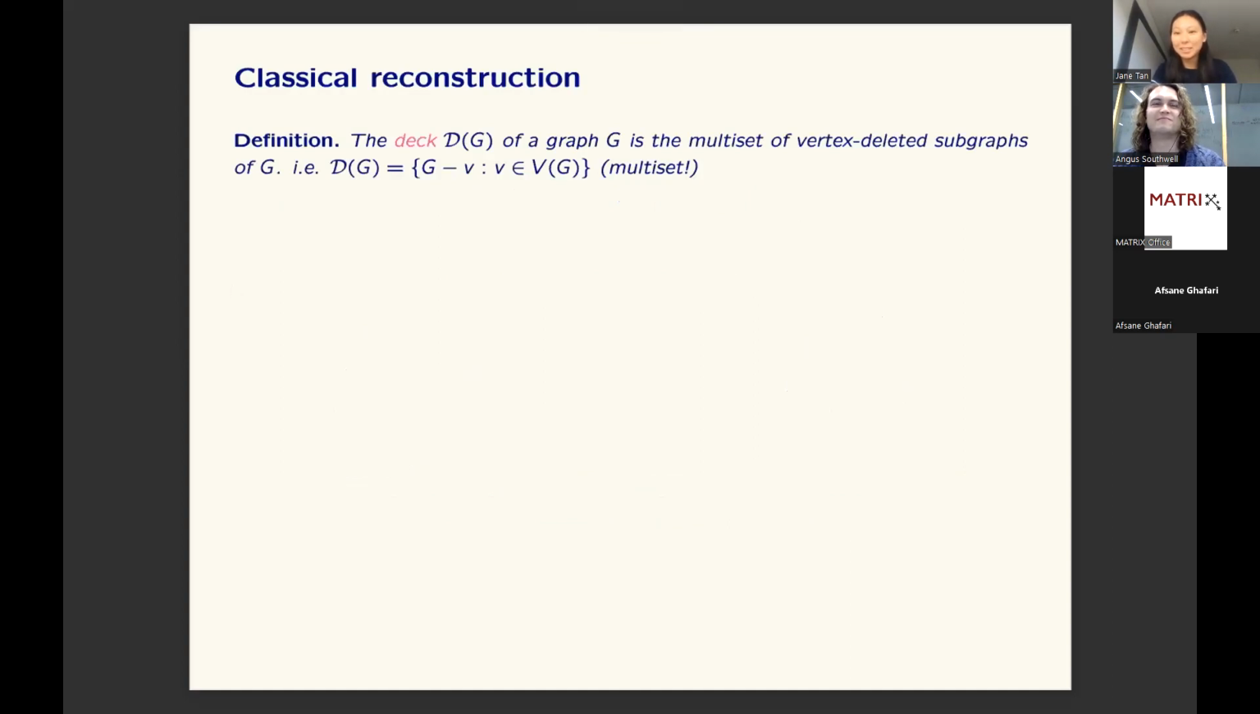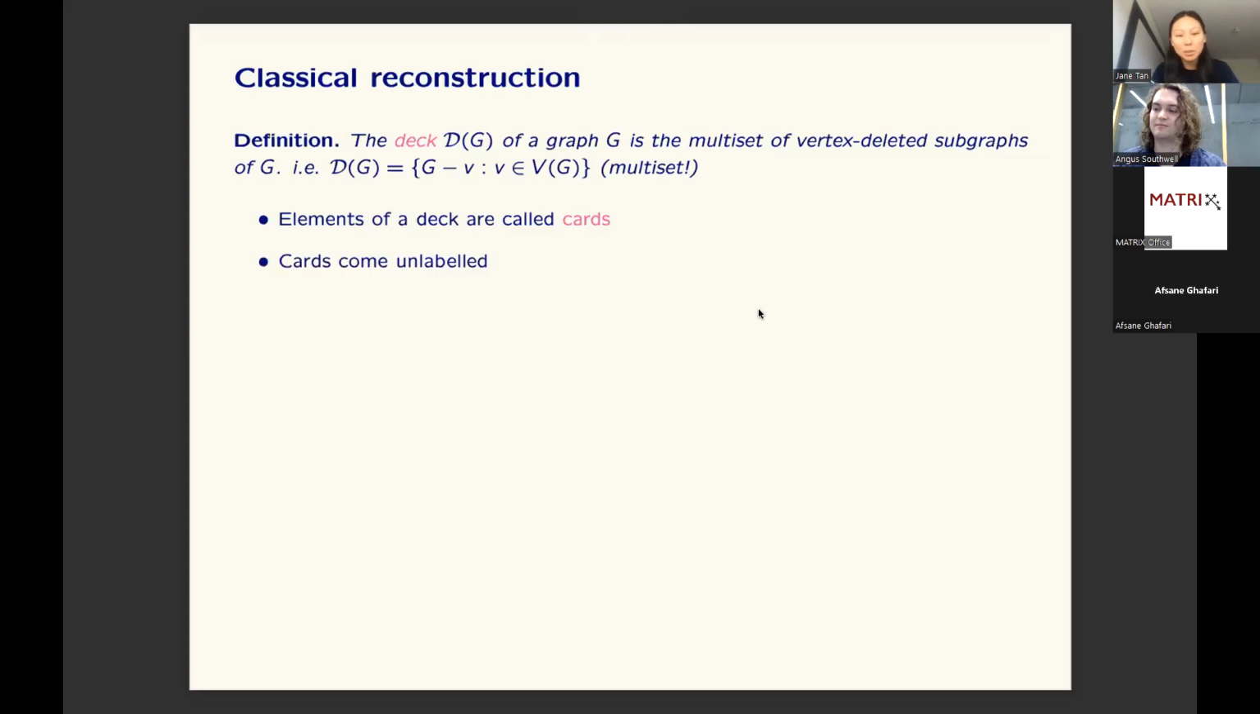first things first, let's introduce the reconstruction problem. So this is classical reconstruction in the sense that it was kind of the original problem that was defined. So the key definition we're working with here is the deck of a graph, and the definition is up here. It's the multi-set of vertex-deleted subgraphs of a graph G. So in other words, to obtain one element of the deck, we look at a graph, we take one vertex, we delete it together with incident edges, and what remains is one element of the deck. Just in keeping with the terminology, we call each element of the deck a card. So you're going to hear that word a lot, cards and decks.